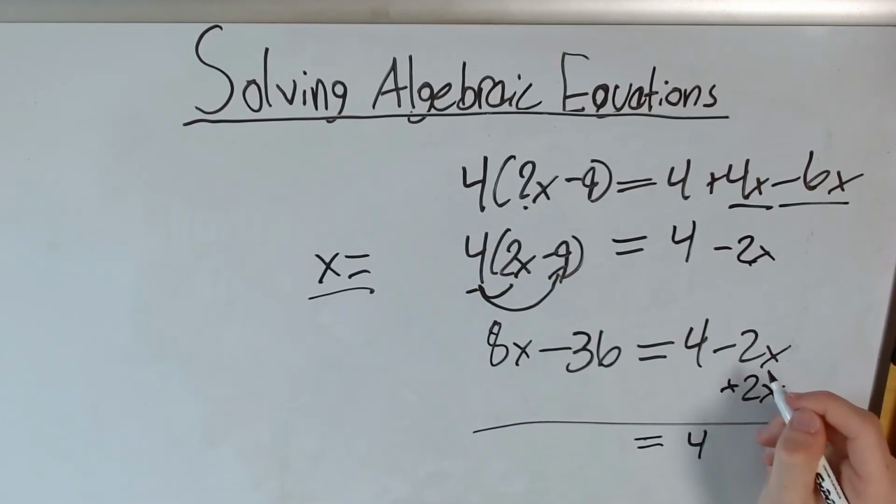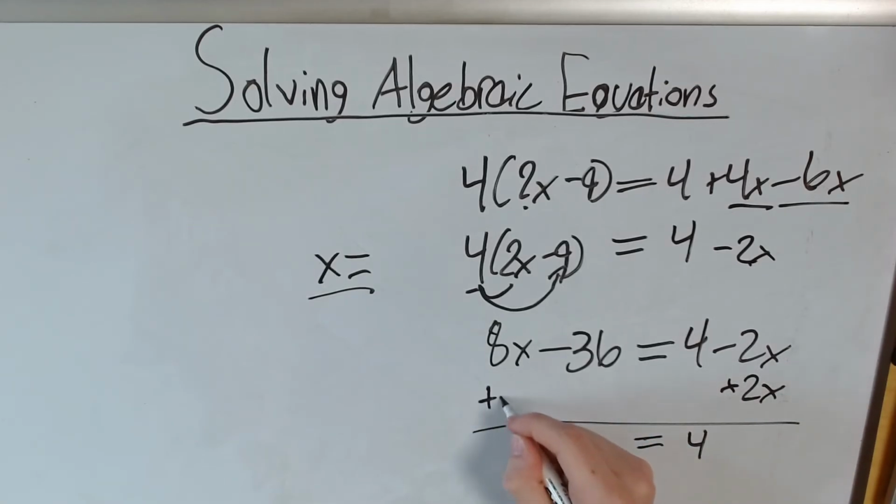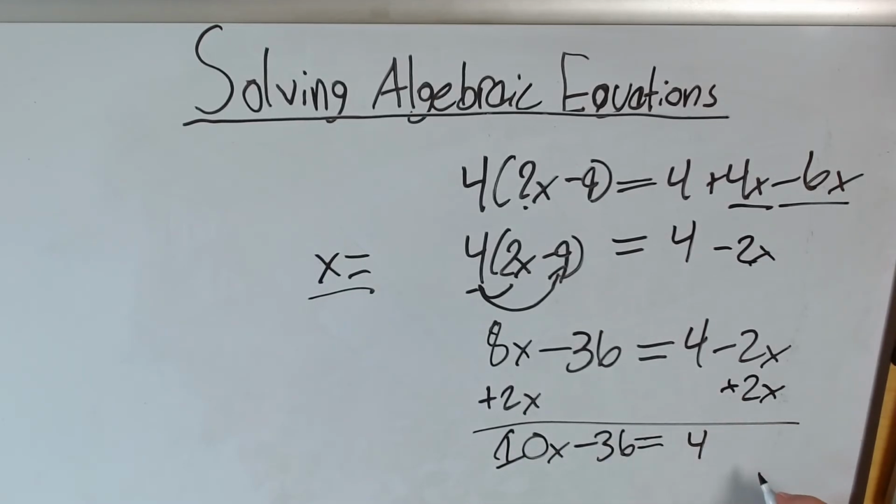But remember, whatever I do to one side, I have to do to the other. So I'm going to have to add 2x here. 8x plus 2x equals 10x. So I have 10x minus 36 equals 4. Now, at last, we're back in familiar territory.